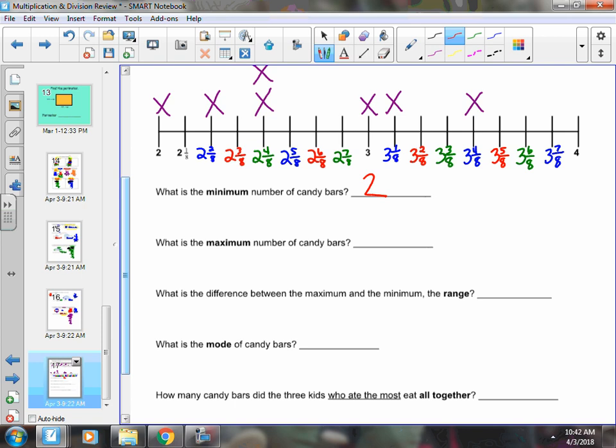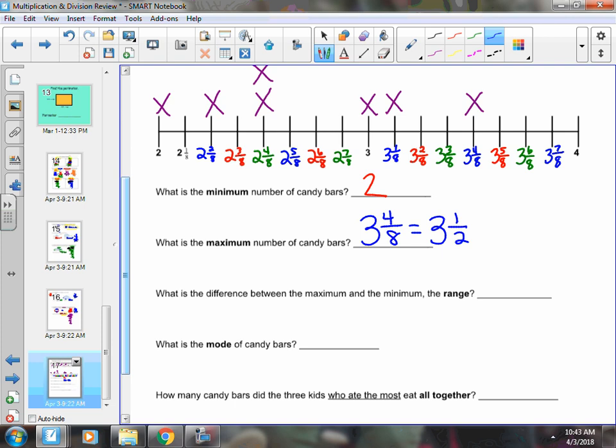Maximum. What is our maximum? And don't you dare say 4. There's no data at 4. Nobody ate 4 candy bars. Where's our biggest piece of data? Say it out loud. 3 4/8, which I would accept. But how many people know that they would probably simplify it? Most people probably would simplify it, most mathematicians. So either 3 4/8 or 3.5 I would accept.